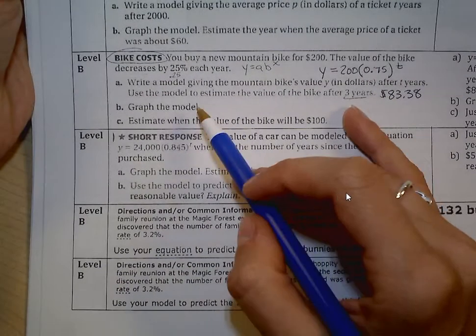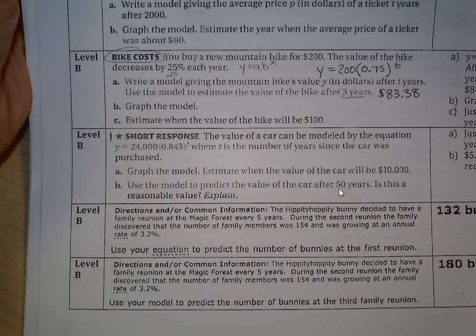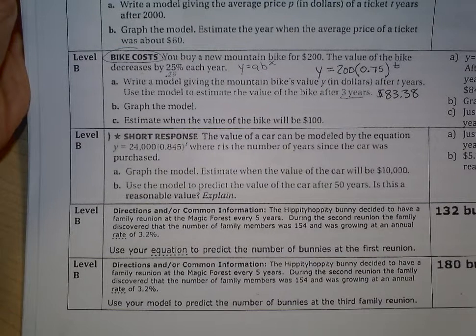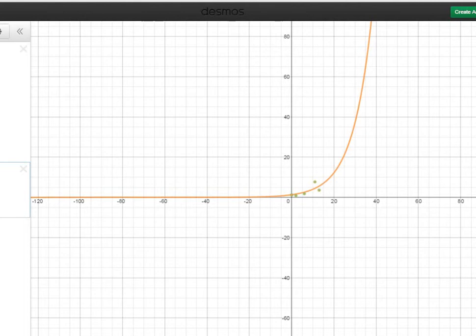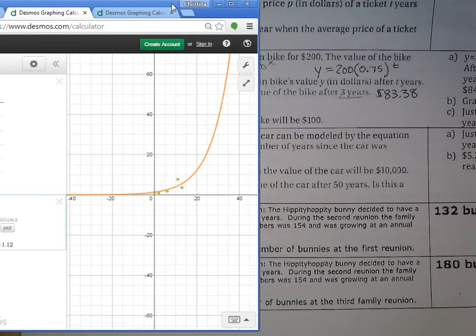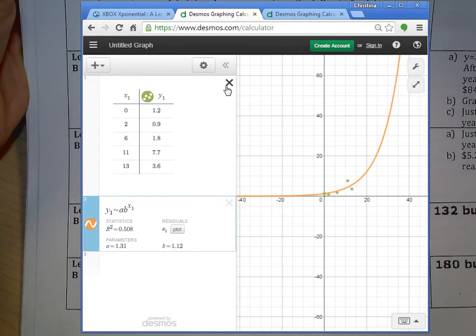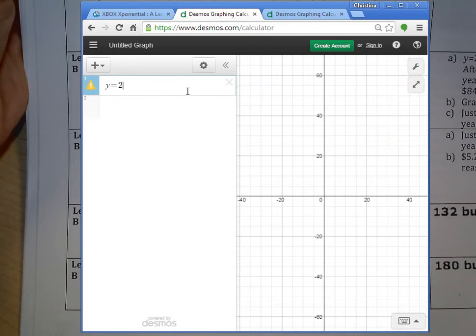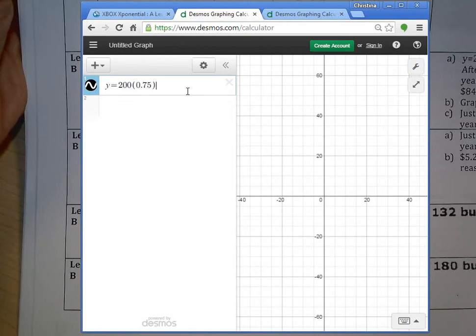Then part B says graph the model, so I'm going to use Desmos here. I already know that the y-intercept is going to be 200. That's my initial value, but I'm going to plug it into Desmos to make sure. I pull up my Desmos calculator. Alright, so the one I want is y is equal to 200 times 0.75 to the t, or x, it doesn't matter.